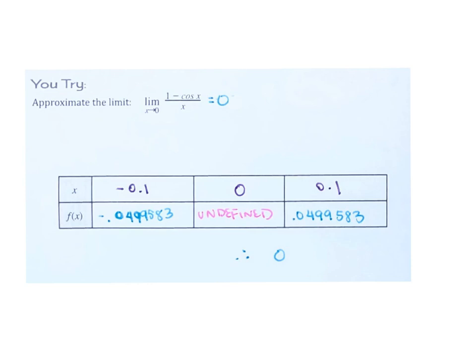So in this case, I chose negative 0.1 and positive 0.1, and I got 0.0499583. On the left, it was negative. On the right, it was positive. So if you add those together, you will find that it is 0.